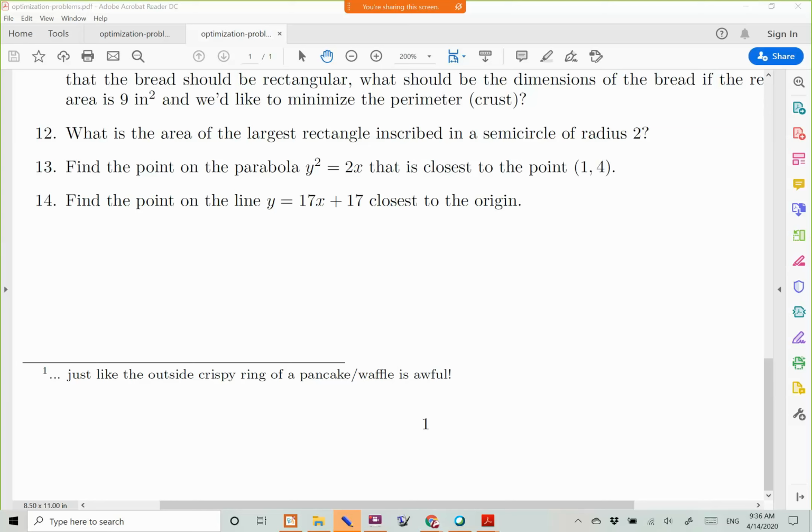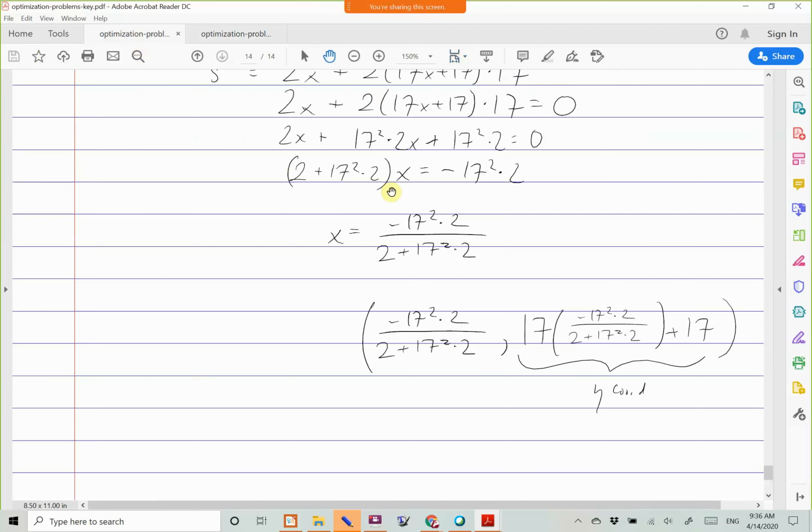Question to the other side of me. Would 217 be the point closest to the origin for question number 14? Ooh, so I don't remember off the top of my head, but I do have this open in another tab here.